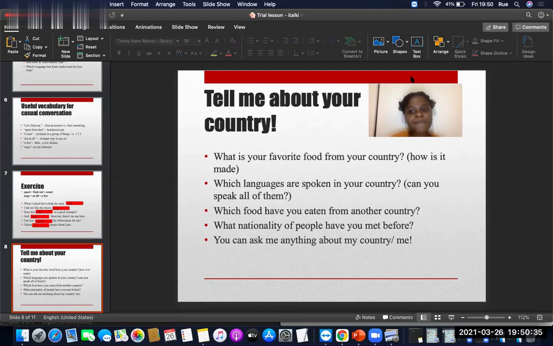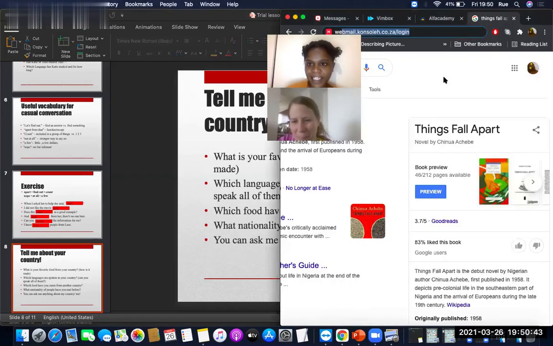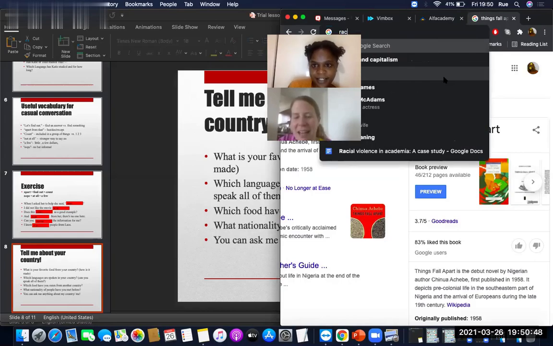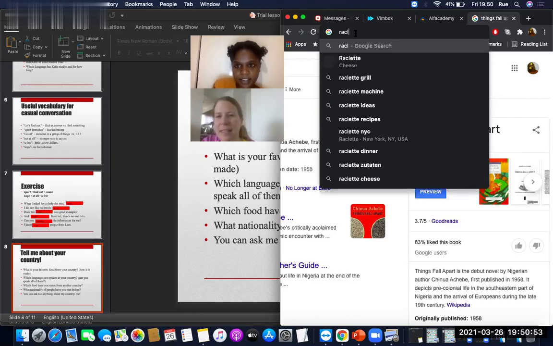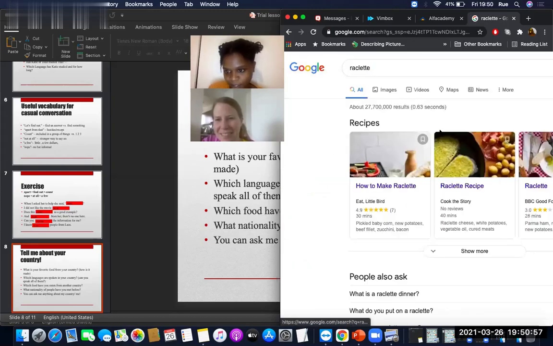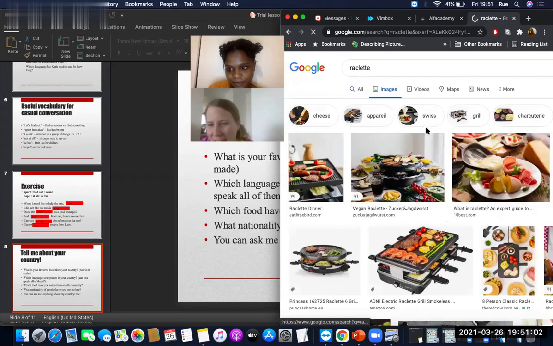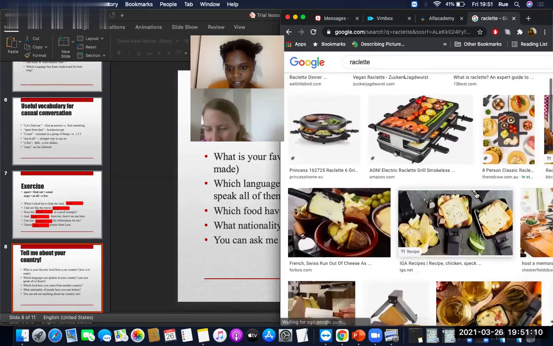My favorite French food is raclette. That is made from cheese. What's raclette? How do you write it so I can see what it looks like? R-A-C-L-E-T-T-E. Okay, so it's cheese. What do they do to the cheese? Is it fried? You have to melt the cheese, and you put the melted cheese on potatoes. Yeah, like the picture, the third one.